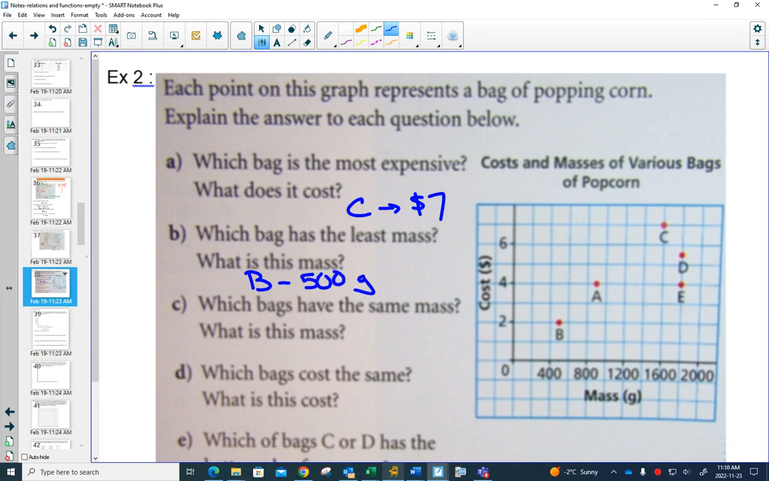Which bags have the same mass? D and E. D and E weigh the same. If we go up, they're both 1,800 grams. Which bags cost the same? A and E. How much do they cost? $4 each.